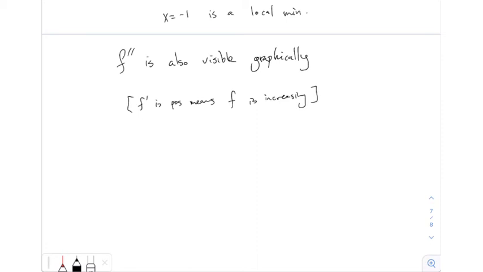That's just what the first derivative means. But I put that in brackets. That's just like a review. Everybody already knows that. What I'm trying to talk about now, though, is the second derivative, f double prime.